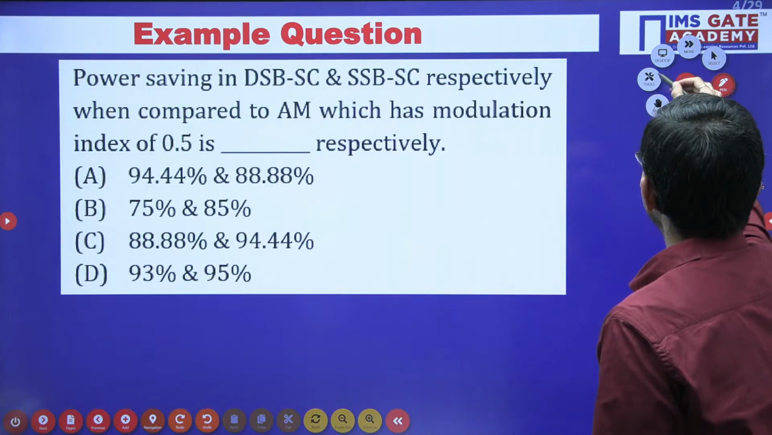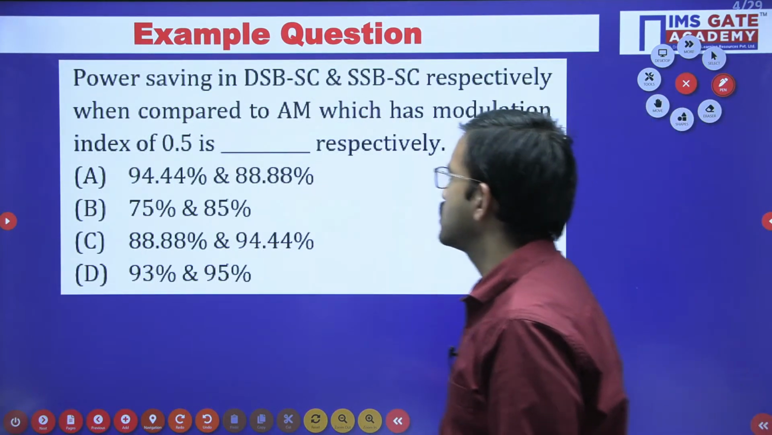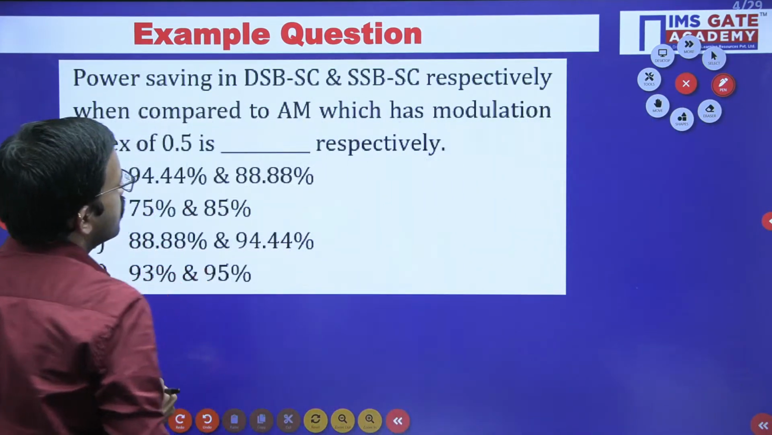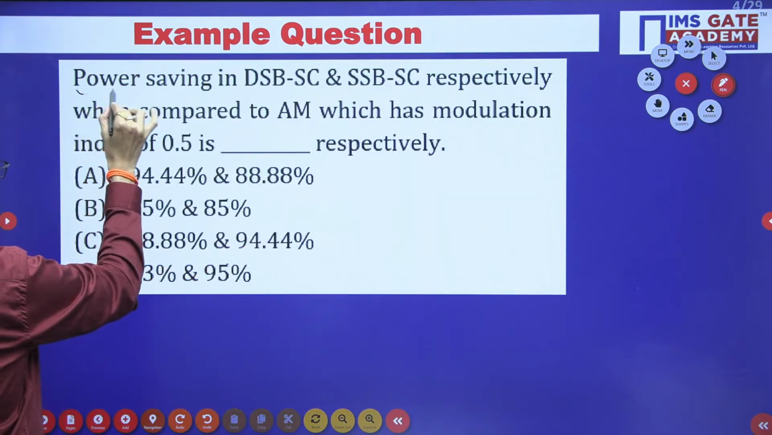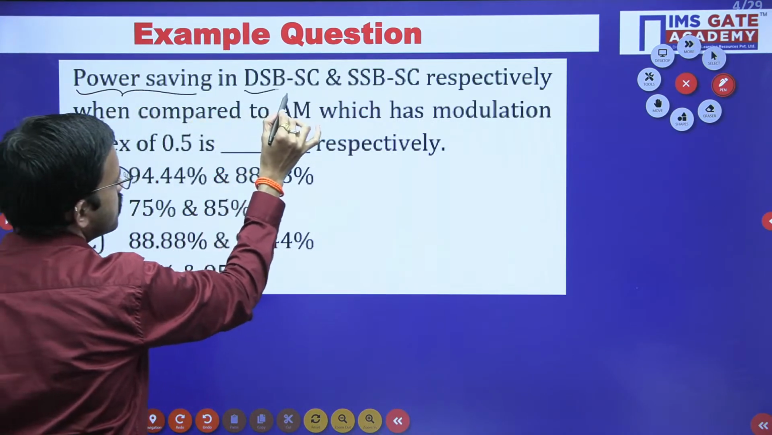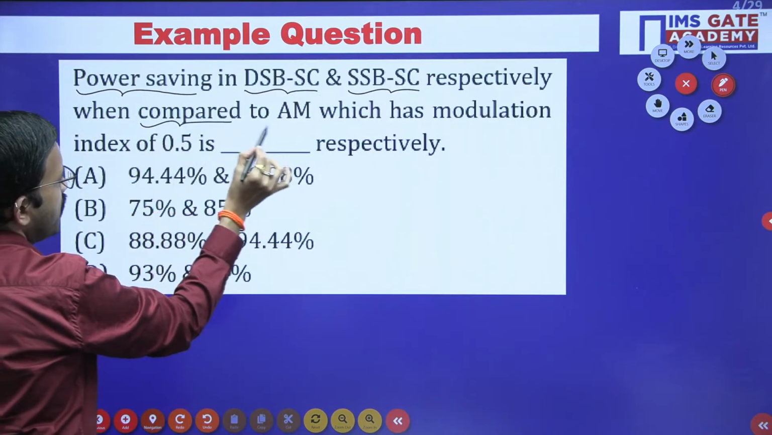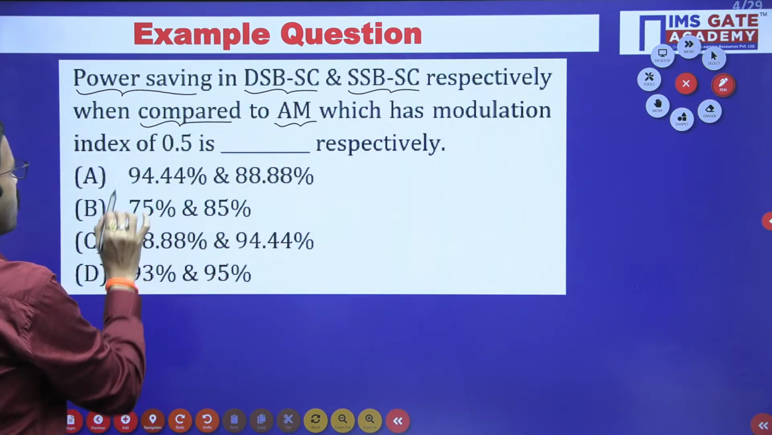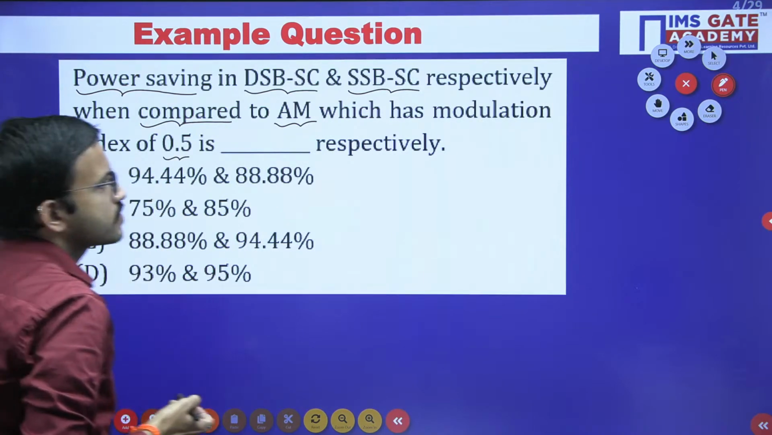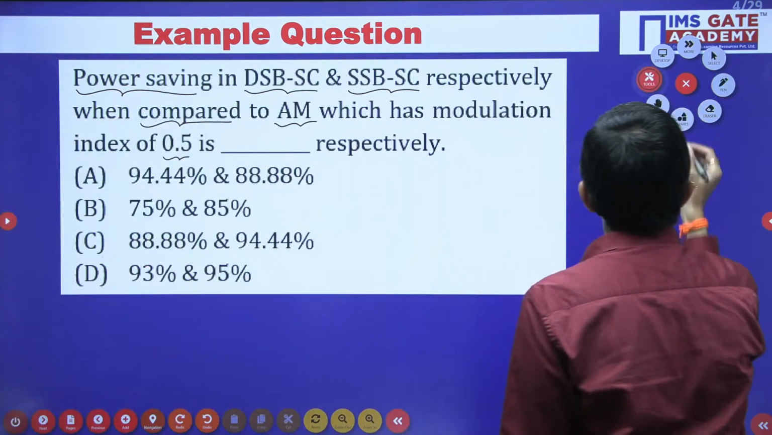This is an MCQ question. Here the question is regarding power saving: the power saving in DSB-SC and SSB-SC when compared to AM, which has a modulation index of 0.5. So all of you give a try.